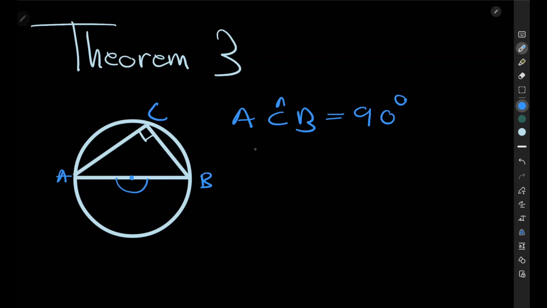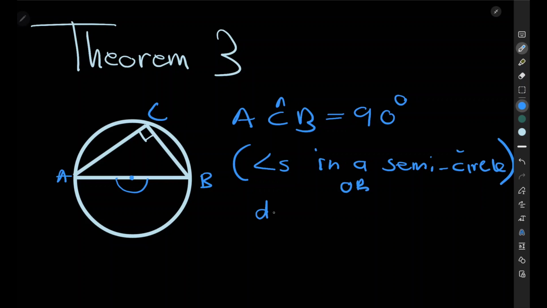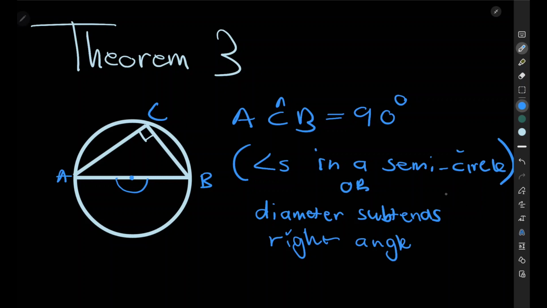Okay, so it's the same as theorem number 2, but the reason that we give in this case is angles in a semicircle. So we say angles in a semicircle, or we can just say diameter subtends right angle. Either one of those reasons is valid.